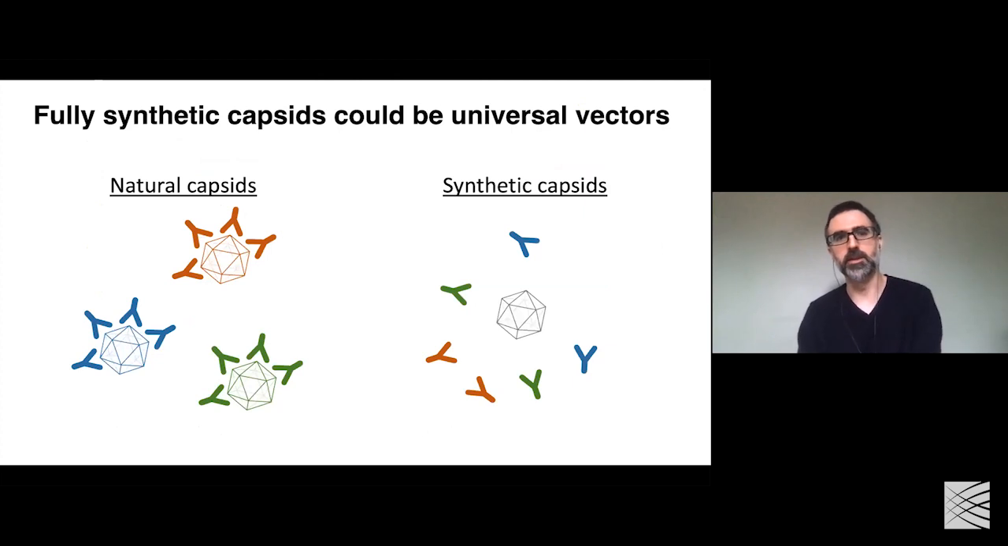But the upside could be that if we make enough changes, in other words, to remove all the natural epitopes from the capsid, making it no longer really look like a natural capsid, but a synthetic capsid, something the immune system has never seen, then it could be a universal vector that every patient could be treated with for a gene therapy. So that's a major goal of the field.